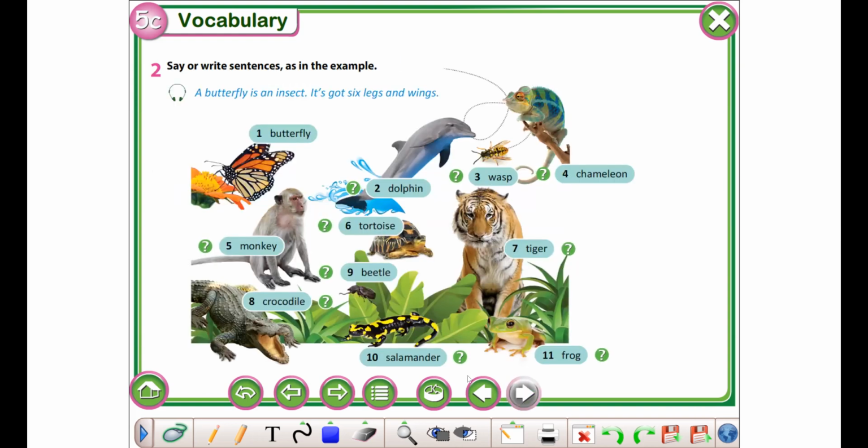Say or write sentences using the example. A butterfly is an insect. It's got 6 legs and wings. Can you try to paraphrase and describe the other animals in the pictures? Who's going to start? Dimitar, could you choose one of the animals and describe it? Okay. I think tiger. We'll describe the tiger, yes.